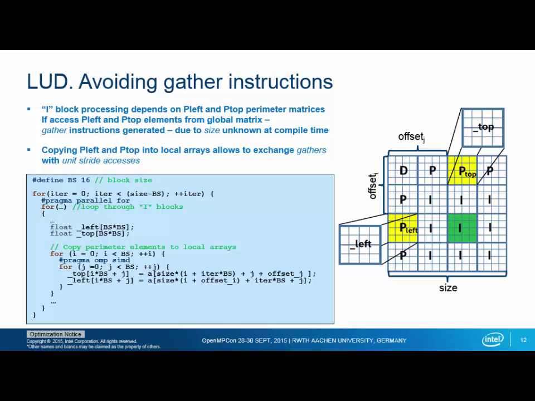Once you are using the values from P left and P top directly from the global matrix memory, in that case the compiler produces gather instructions on the Intel Xeon Phi, because the compiler doesn't know the size at compilation time, and in that case the stride is unknown. And in that case, the compiler generates gathers.